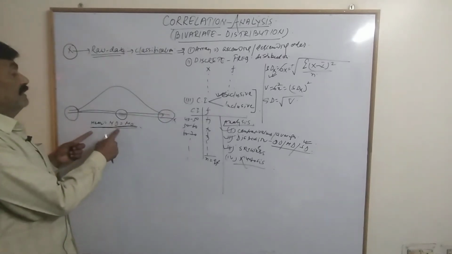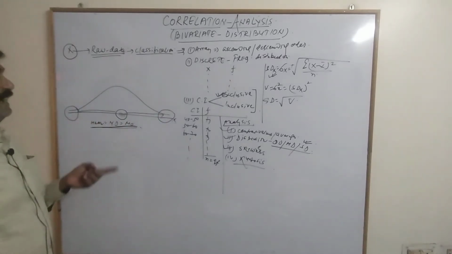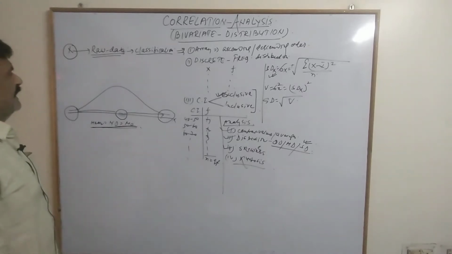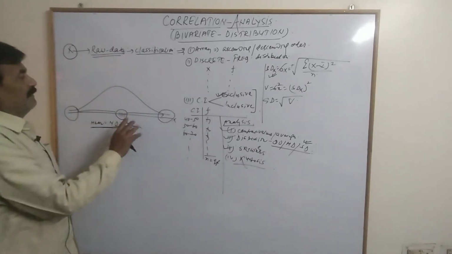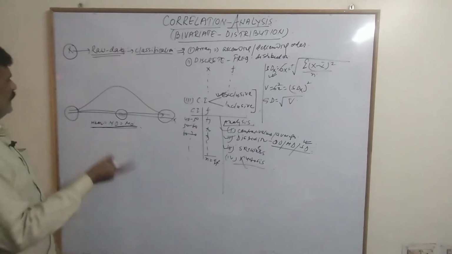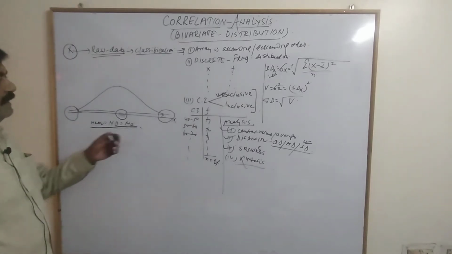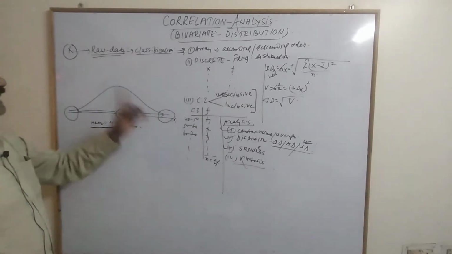But if the data is not symmetrical, if it does have any kind of skewness, then this frequency curve is either tilted towards right or left, which I have shown right now. So this skewness is the study of the tail ends.